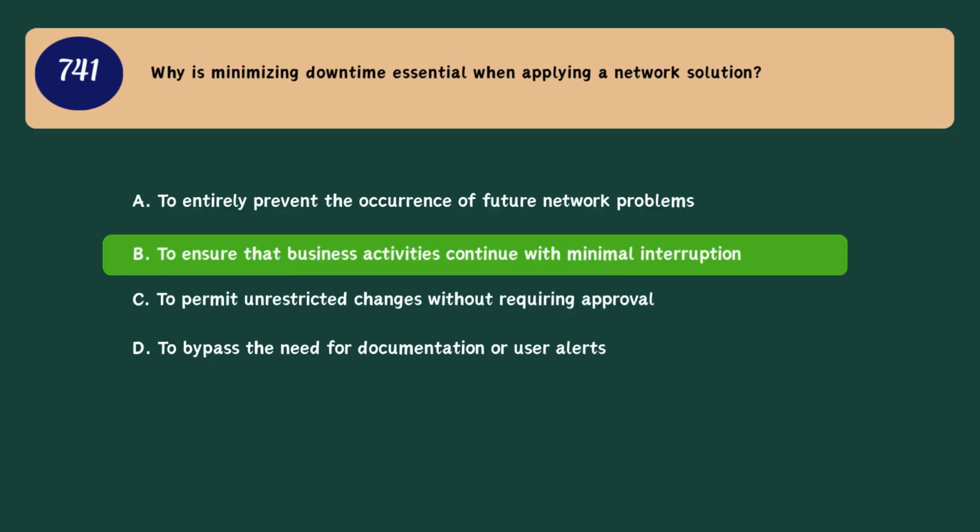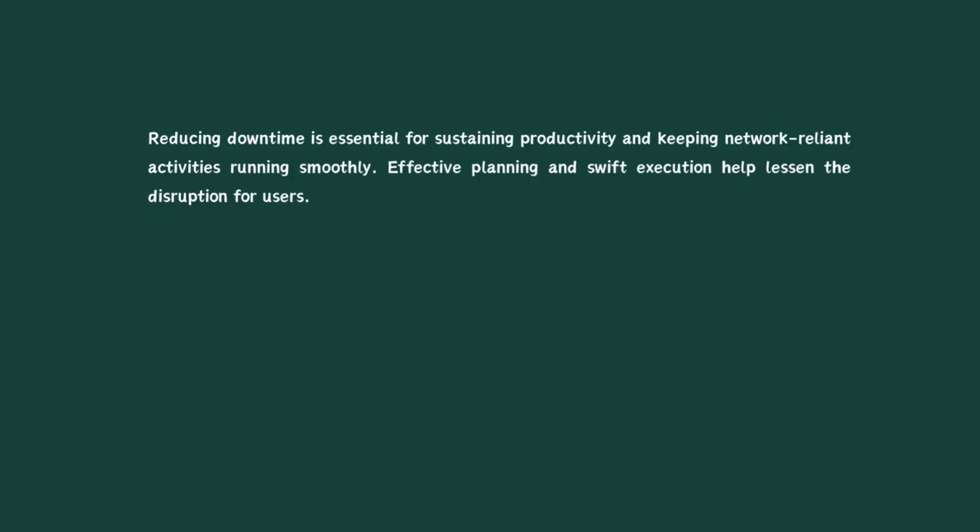Correct answer: B. To ensure that business activities continue with minimal interruption. Reducing downtime is essential for sustaining productivity and keeping network-reliant activities running smoothly. Effective planning and swift execution help lessen the disruption for users.